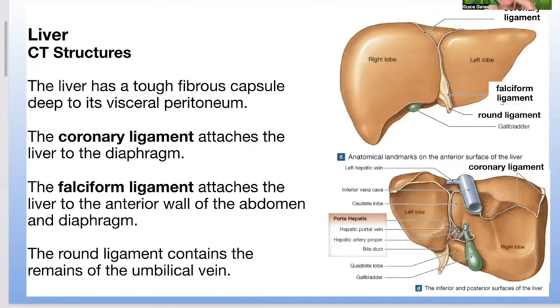The coronary ligament attaches the liver to the diaphragm. The falciform ligament attaches the liver to the anterior wall of the abdomen and the diaphragm. The round ligament contains the remains of the umbilical vein. And the falciform ligament separates the liver into a right lobe and a left lobe.